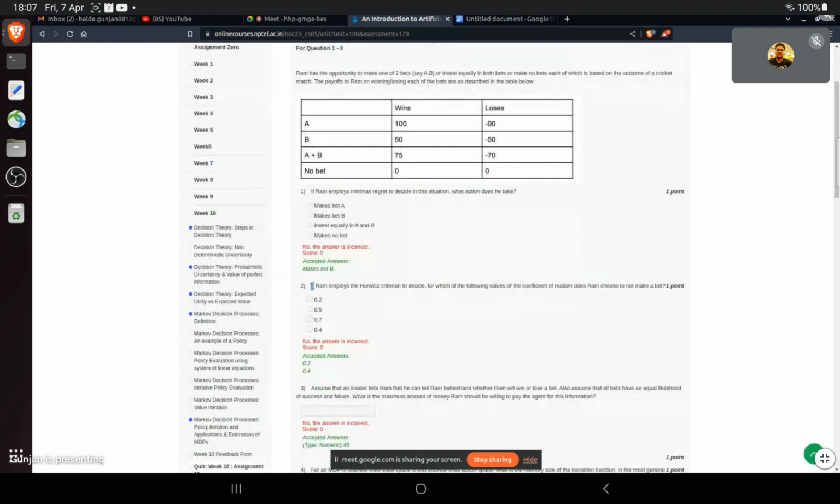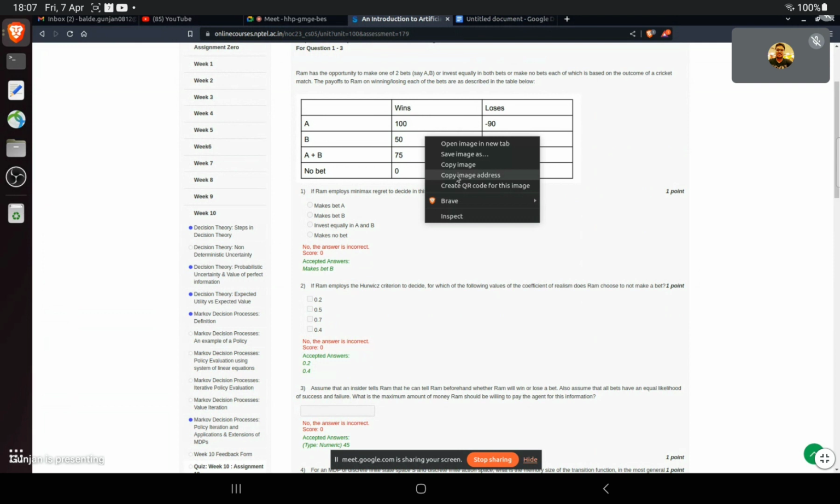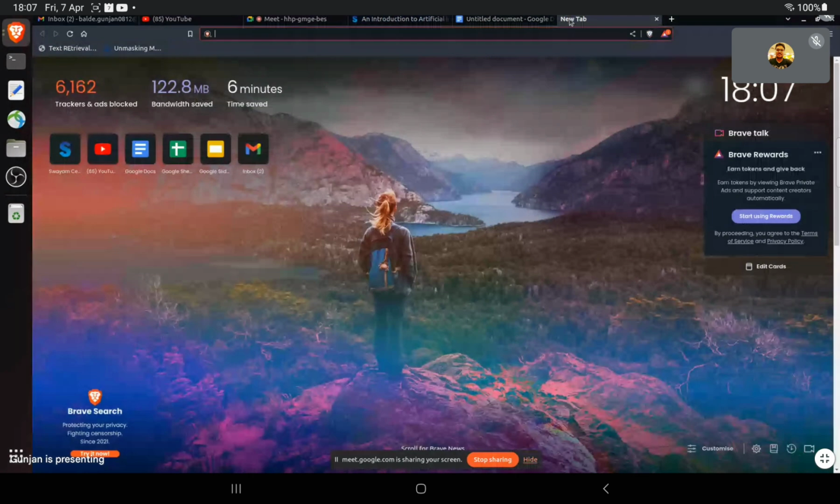Now in this question, if Ram employs the Hurwicz criterion to decide, this is the simple question of the alpha calculation, and we can just do it right away. Let me just copy this. We will simply take the coefficients and keep checking till we rule it out, right? So let me just paste it here.